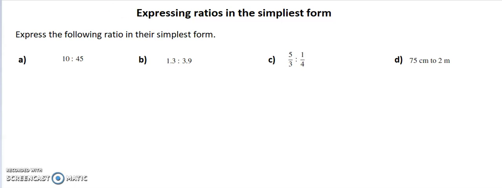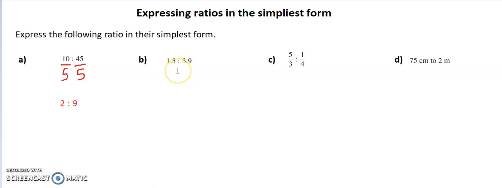10 to 45. Well, think about this like a fraction. Whatever we do to the numerator, we must do to the denominator. So we need to look for a common factor. Straight away with 10 and 45, I can see I can divide both of them by 5. So if I divide both of them by 5, 10 divided by 5 is 2, and 45 divided by 5 is 9. So 2 to 9 is in simplest form.